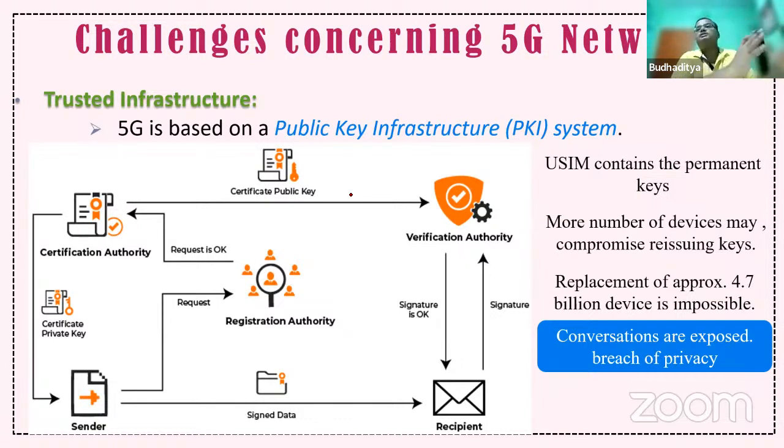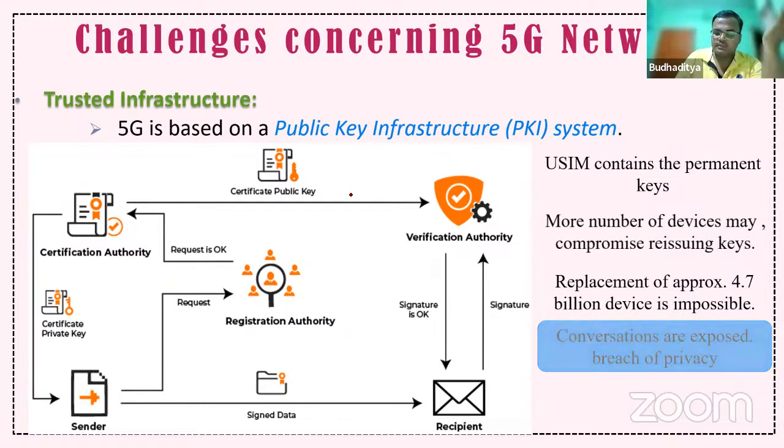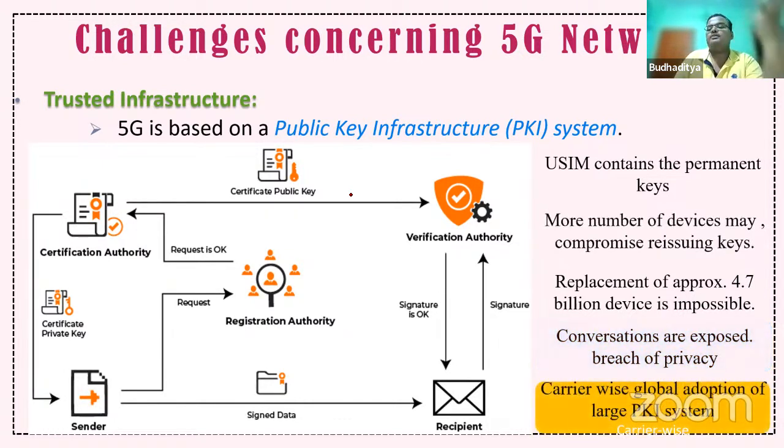Because, going back to the previous slide, we are promising in 5G that we will have tenfold the users in a particular area, which will be huge. To cater to the need of those ever-growing users, we need a method to counter this attack. One solution that comes across is the carrier-wise global adoption of a PKI system, which means there will be a pool of keys, and each carrier will be assigned particular keys. Only those keys and the associated carrier will use them, so there is no resharing of keys required. This is one of the solutions proposed in some of the literature.